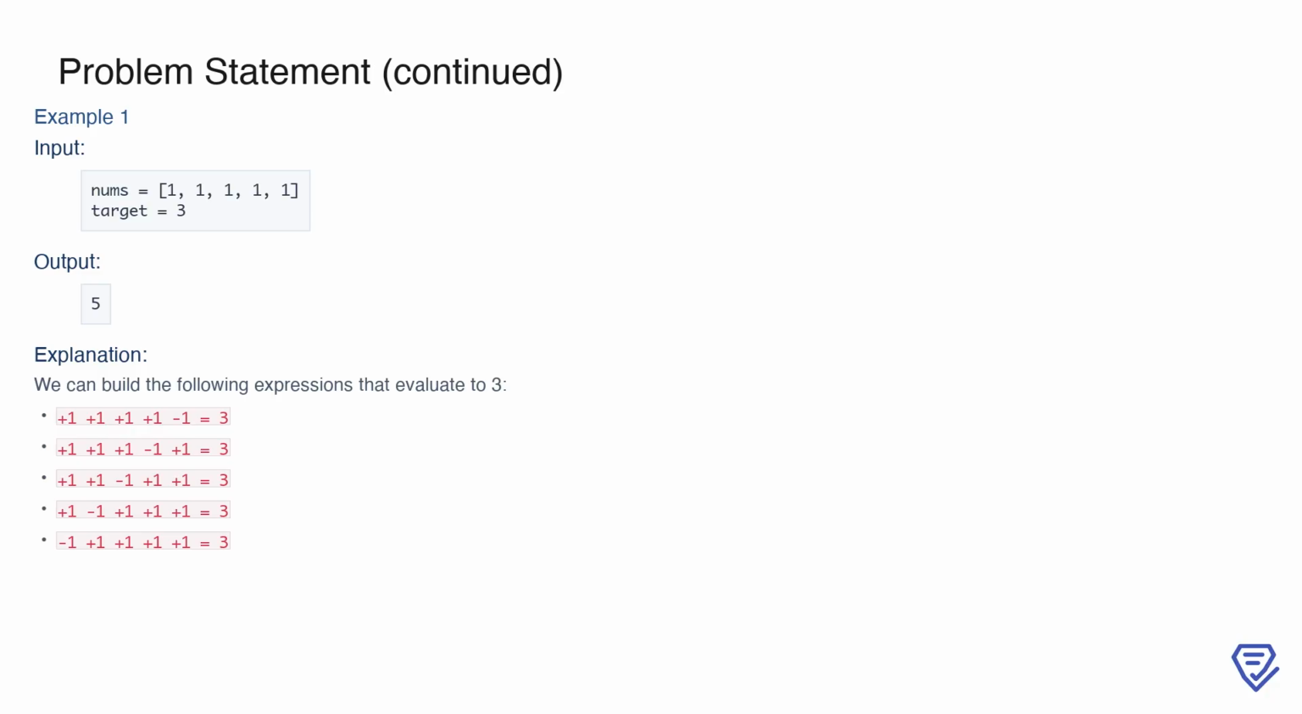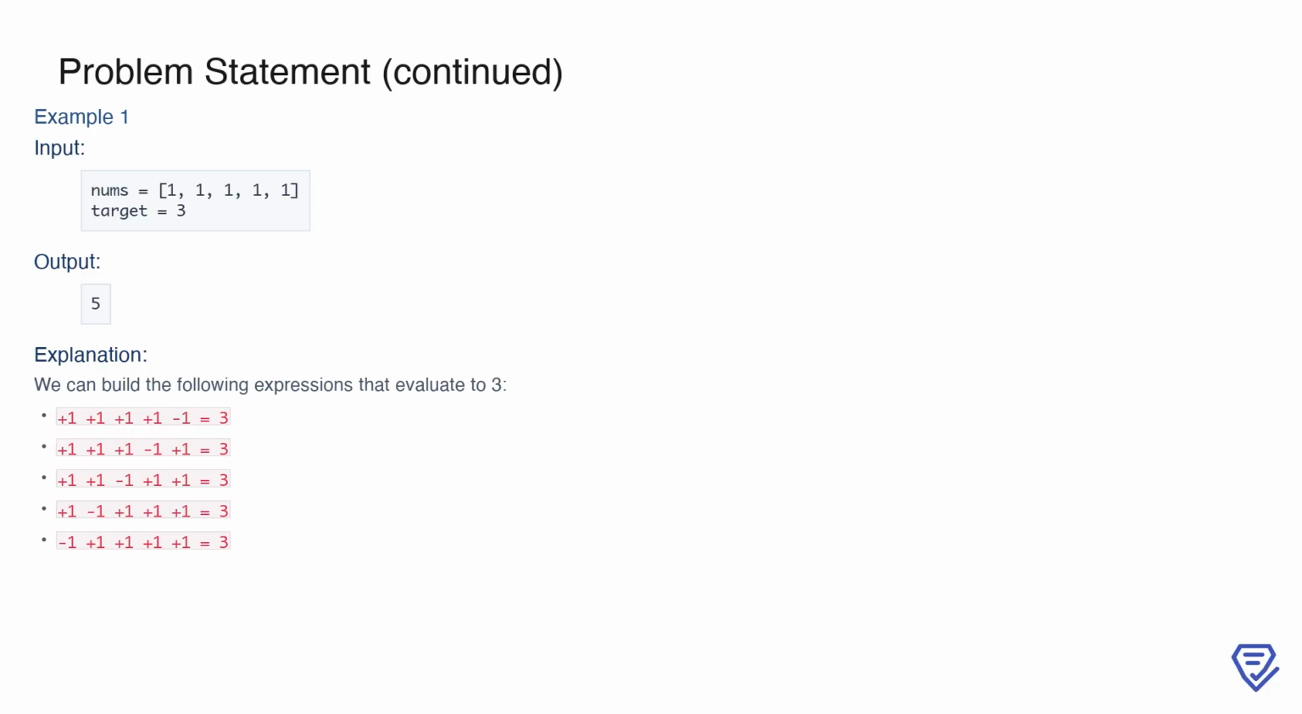Suppose nums is [1, 1, 1, 1, 1], and target is 3. The task is to figure out how many different ways we can assign plus and minus signs to the numbers in nums to make the sum equal to 3. The output in this case is 5, because there are exactly 5 distinct expressions that evaluate to 3.